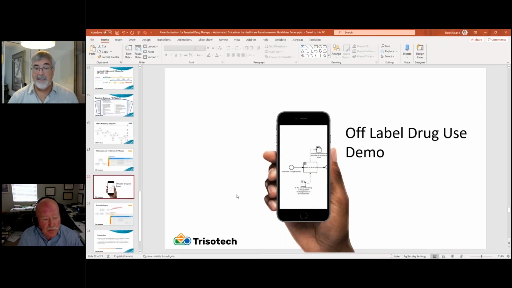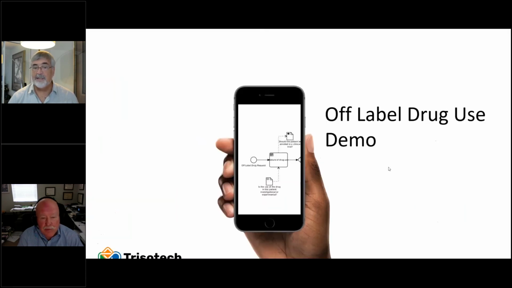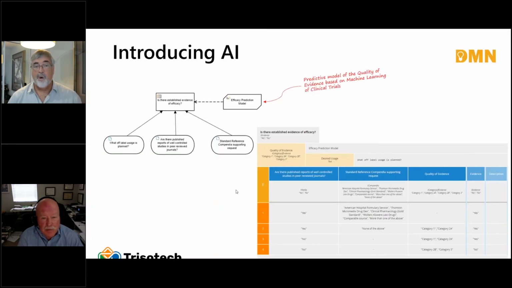So let me go back to our presentation quickly, because one thing we can also do is this. We've shown something that is more strict in its automation, where establishing the evidence of efficacy is based on a simple decision table. What I can do also is inject some AI, an artificial intelligence, machine learning predictive model, into that decision.